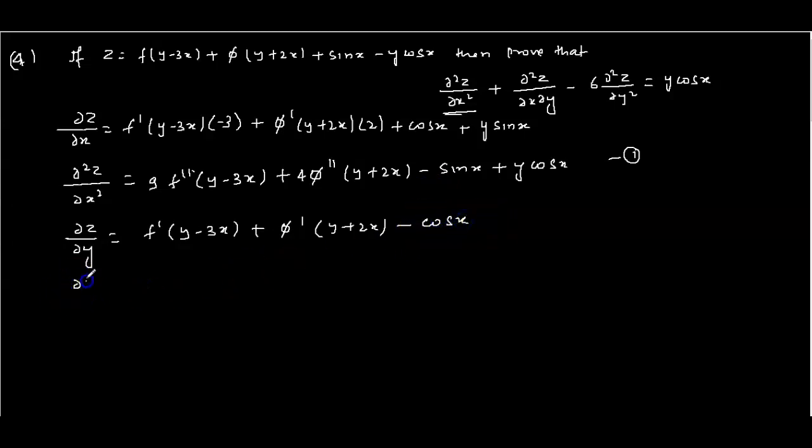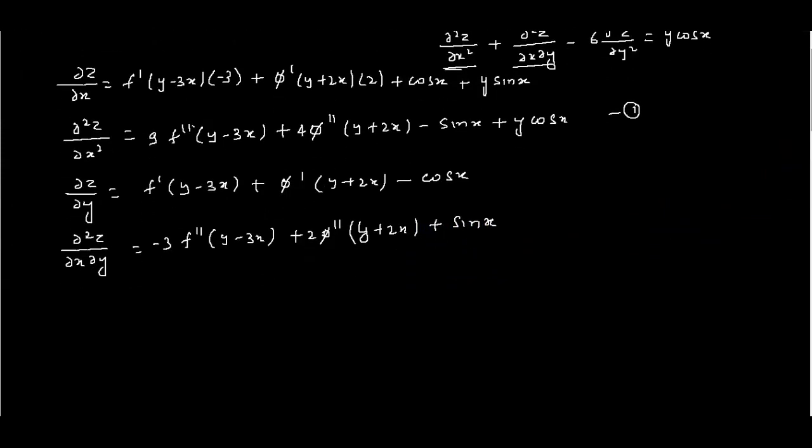This one you differentiate now with respect to x. If you differentiate with respect to x, we get f double dash of (y minus 3x) times minus 3, plus phi double dash of (y plus 2x) times this 2, and this one with respect to differentiation is plus sin of x. Cos x differentiation is minus sin of x, so minus 1 will become plus.